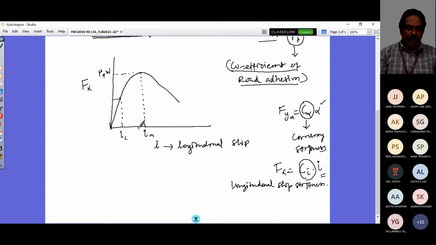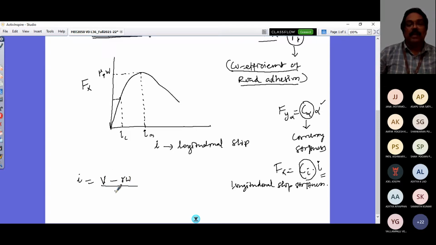So let me just define it so that you can clearly go ahead with defining this i. I define that i as 1 minus, or let's take V minus R omega, divided by R omega. So what is this to understand? R is the free rolling radius, and omega is the angular velocity of the wheel.